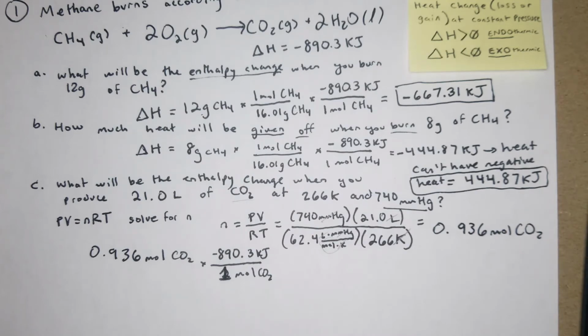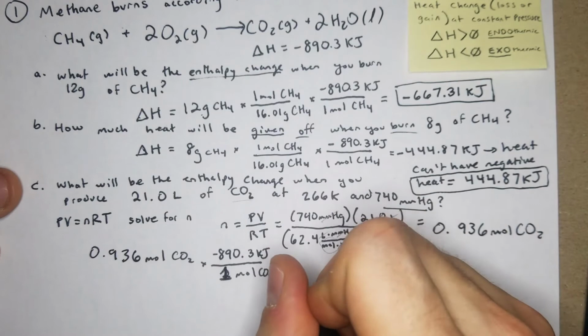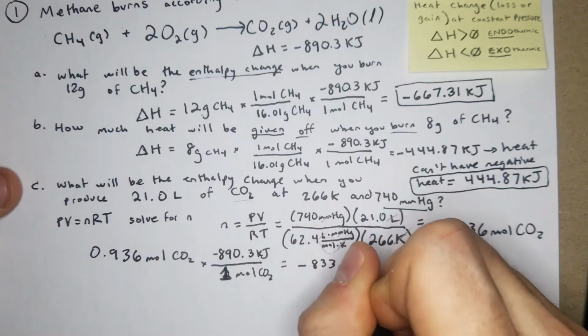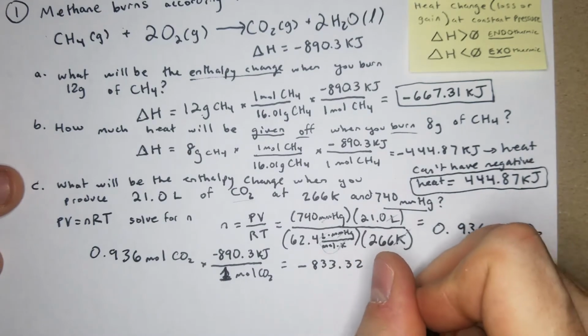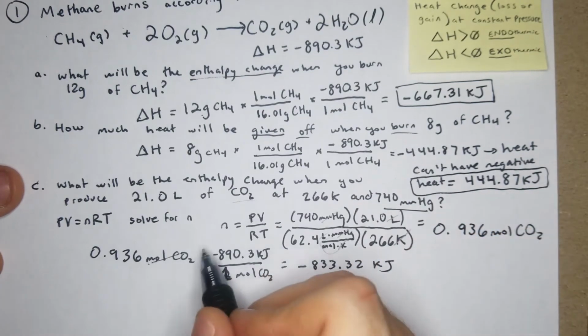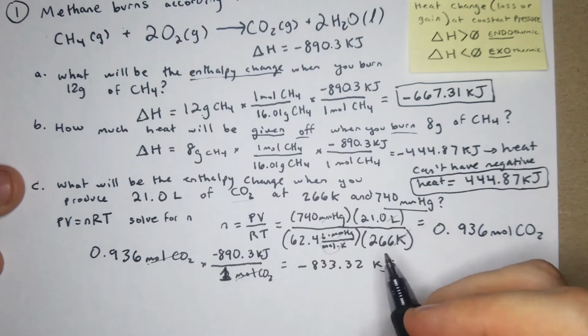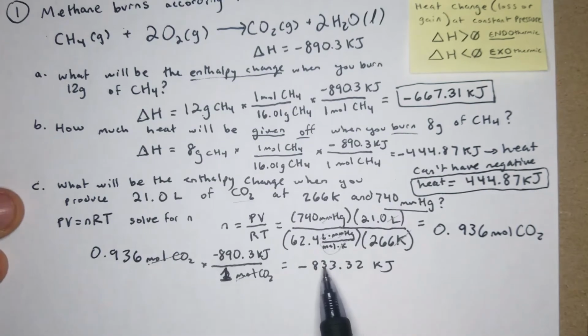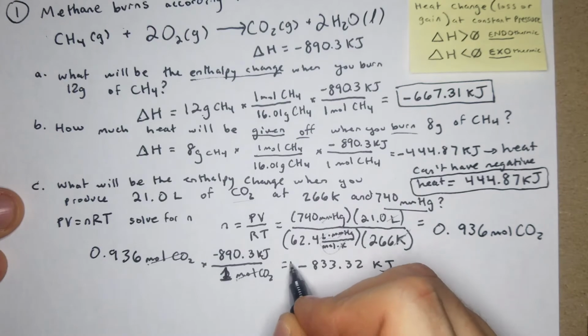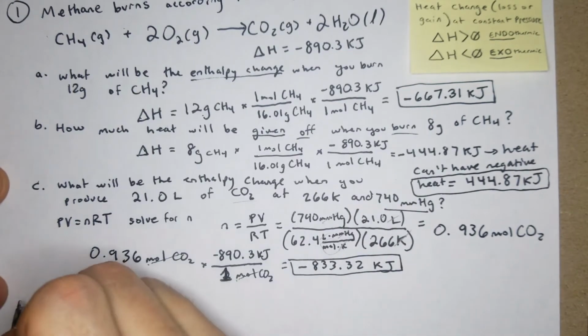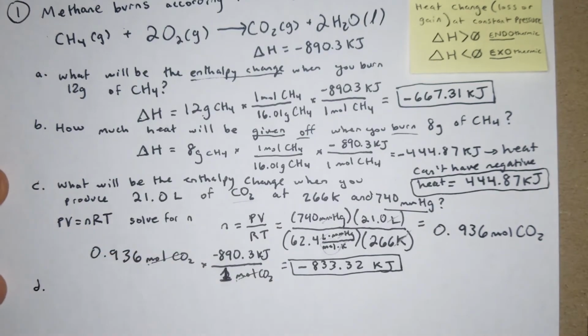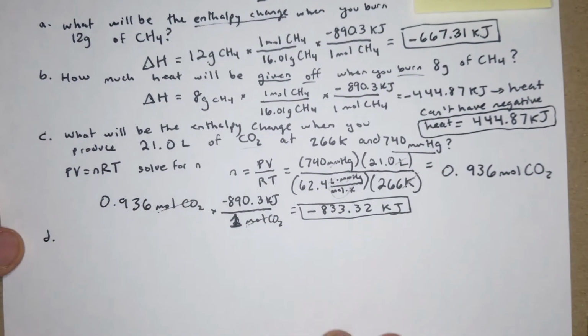0.936 times 890.3 negative. We're going to get negative 833.32, and that'll be in kilojoules because the only things we had canceled. And there we go. So we know now the enthalpy change based on the number of moles, which we figured out using PV equals nRT. Okay, so I think that was quite a confusing one for some people anyway.